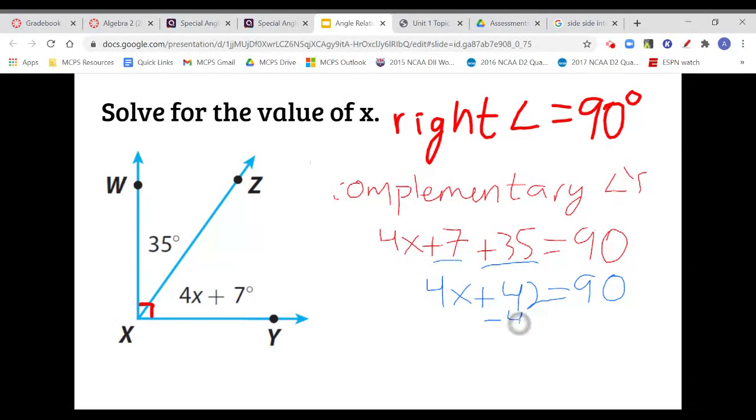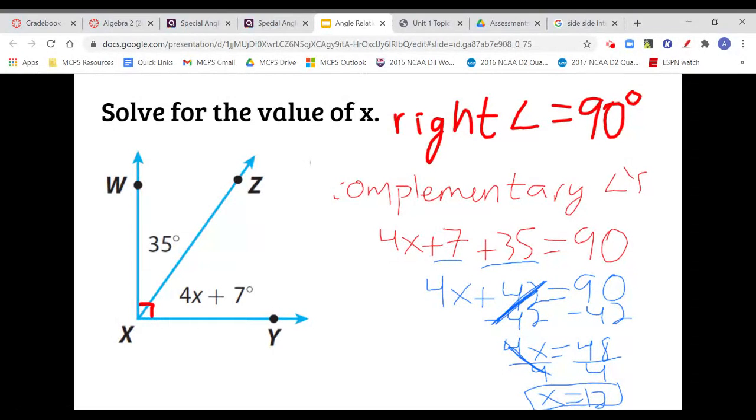Then I'm going to subtract 42 from both sides as I start to isolate x. Leaves me with 4x is equal to 48. And then last but not least, right now I'm multiplying x by 4. So to get x alone, I'm going to divide both sides by 4. And that leaves me with my final answer of x is equal to 12.